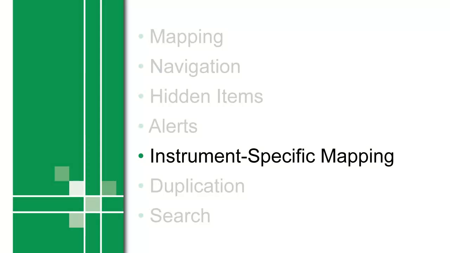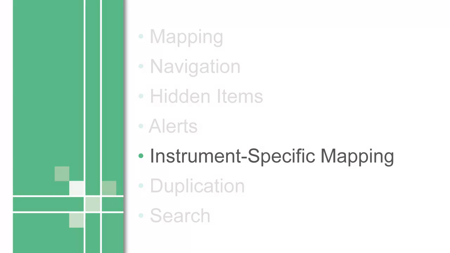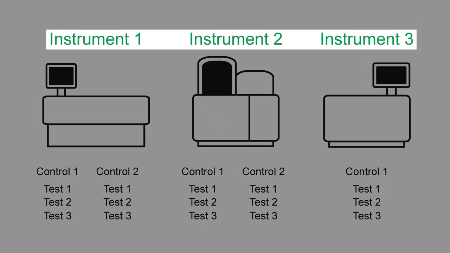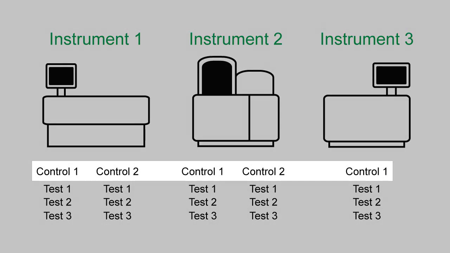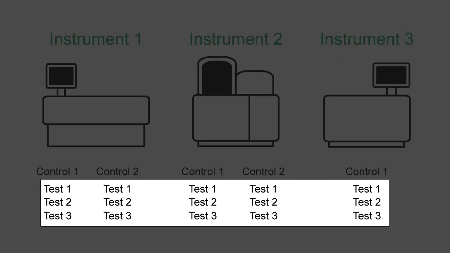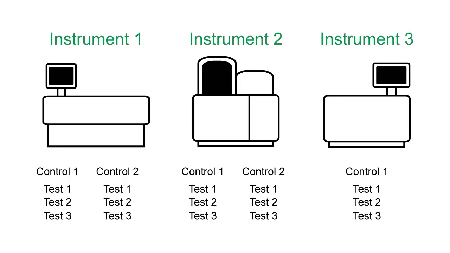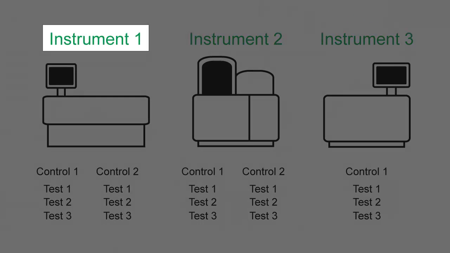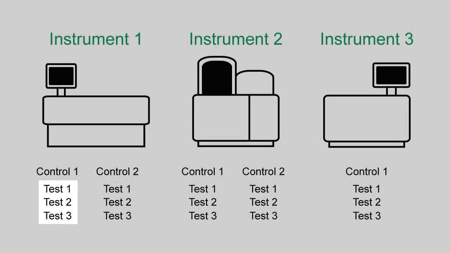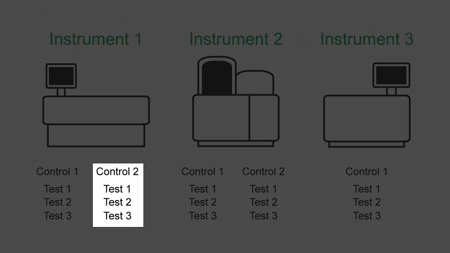Next, we'd like to make a recommendation regarding mapping. When mapping UnityConnect 2.0, users may be tempted to map all of the instruments, then try to map all of the controls, and finally map all of the tests. While not required, we recommend instrument-specific mapping. Begin by mapping Instrument 1, then map its first control and its tests. If the instrument is similar, use the duplicate function detailed later.